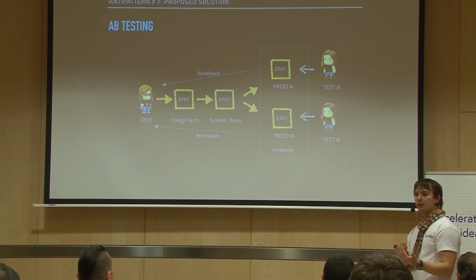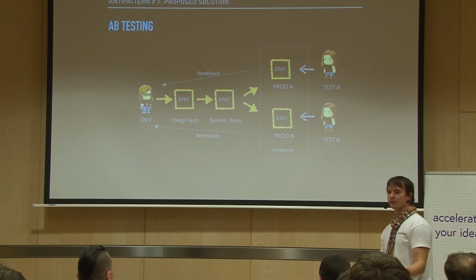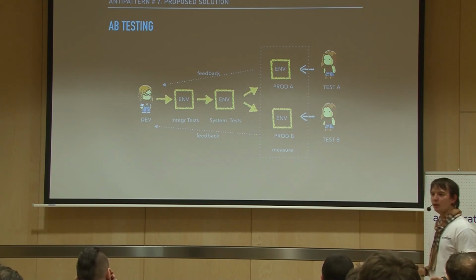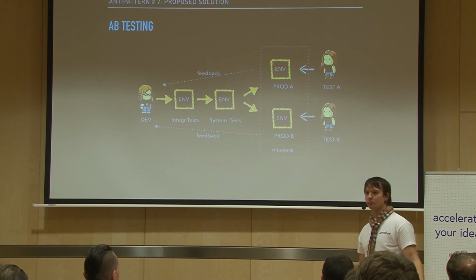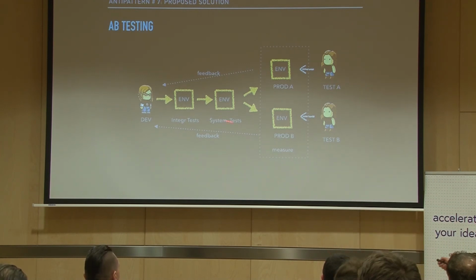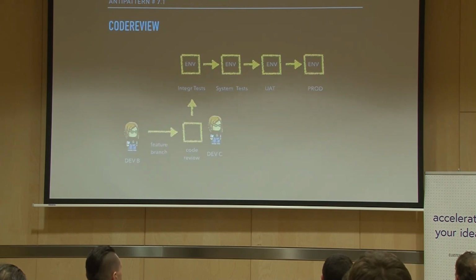You can compare whether the behavior of the user really changes. And if it has not changed, then why do you implement this feature at all? Why do you need to continue this? So this is how you can get very fast feedback. Very fast, and no users, no testers.